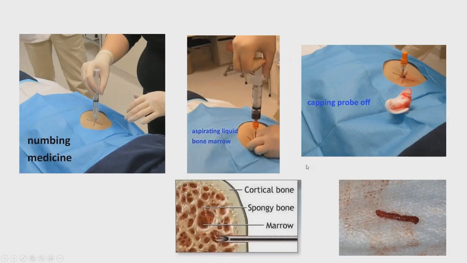So I want to end up by showing you why it's important, because this is what the patient has to go through in the process of obtaining a bone marrow core, the numbing process, and this is very painful. Aspiration of liquid in the bone marrow, capping the probe, and then this is what they see, what you see in the center here. This is what they're pulling out and extracting through the needle. And then here's the core, as you see on the lower right.